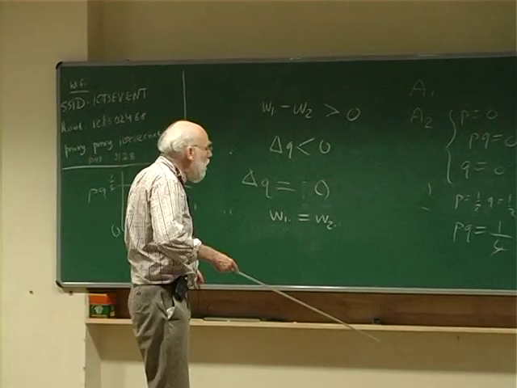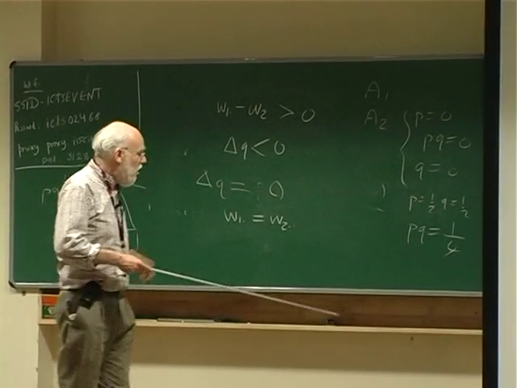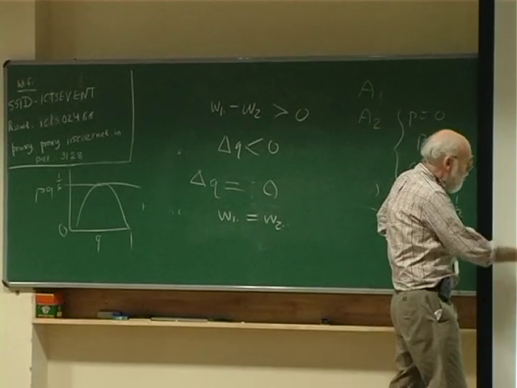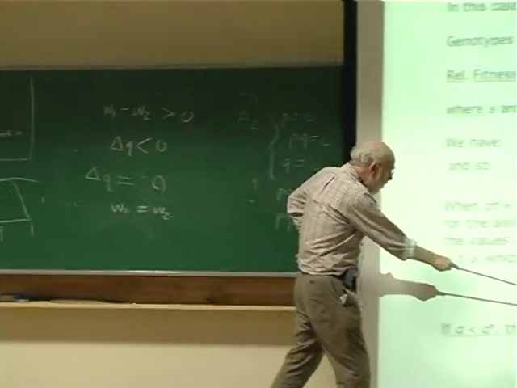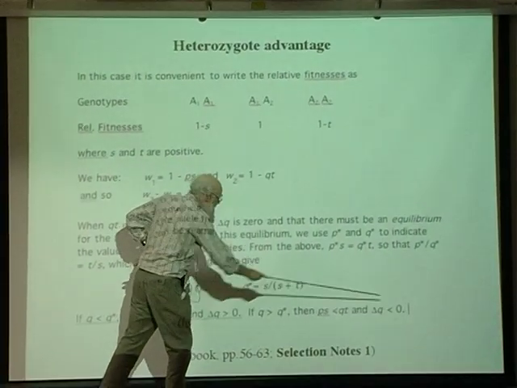Furthermore, we can show that this equilibrium is likely to be stable, because if Q is less than Q star, then it turns out delta Q is positive. If Q is greater than Q star, we can show that delta Q is negative.